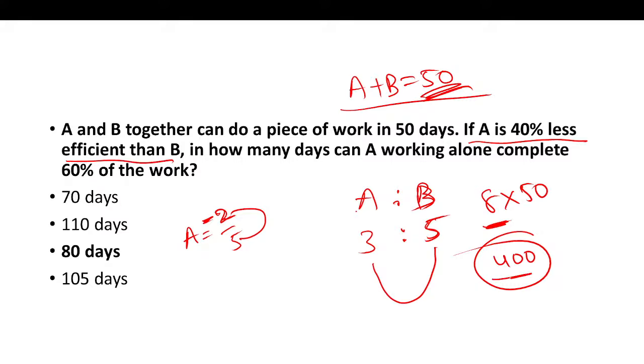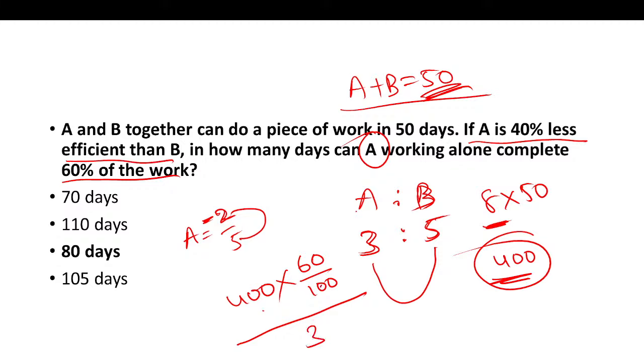Okay. In this 400 chocolates, A working alone can complete 60 percentage. In this 400, what is the 60 percentage? 60 by 100. These 60 percentage chocolates can be eaten by whom? A. A capacity per day? 3. So how many days A alone can take? 80.